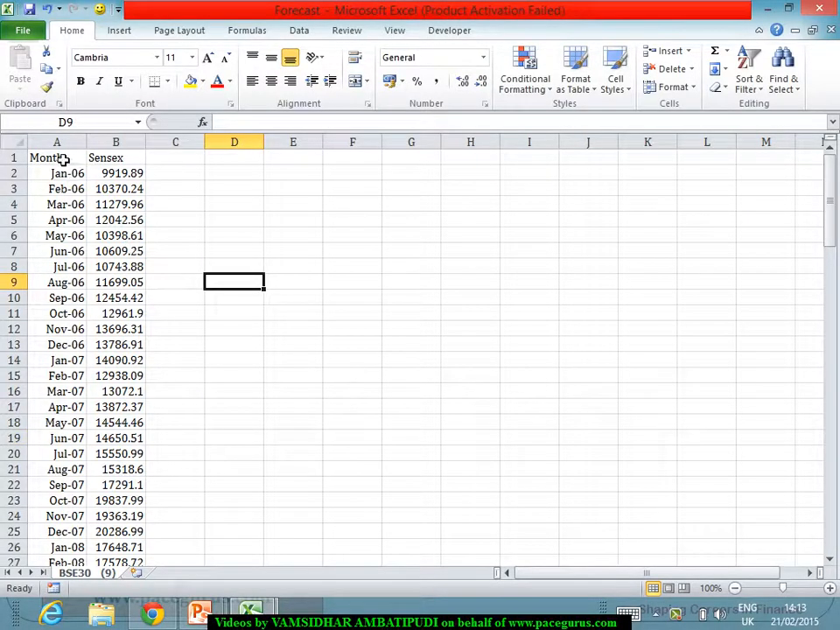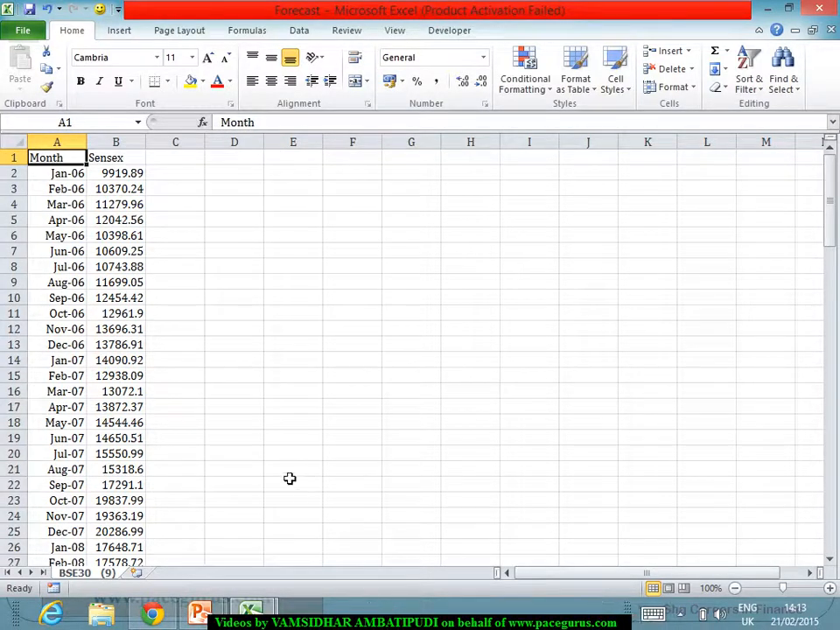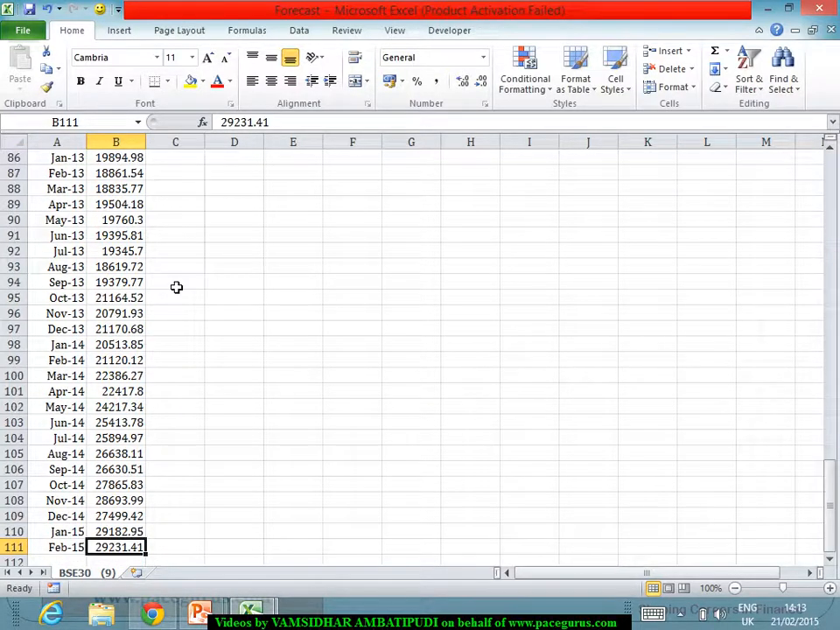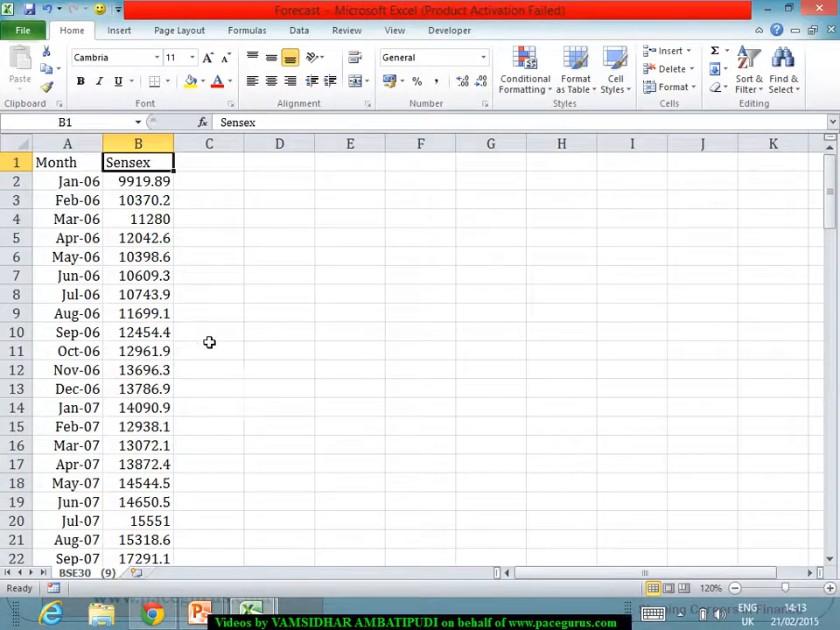Let's say I'm considering the Sensex. I have the data right from Jan 2006 up to February 2015, and I have the Sensex values across this period. Now, let's say I want to predict the value for March 2015. What are the various avenues that are there with me?